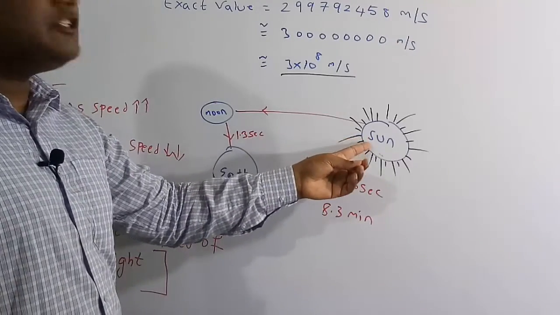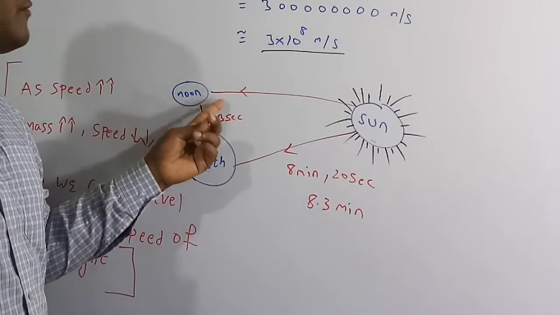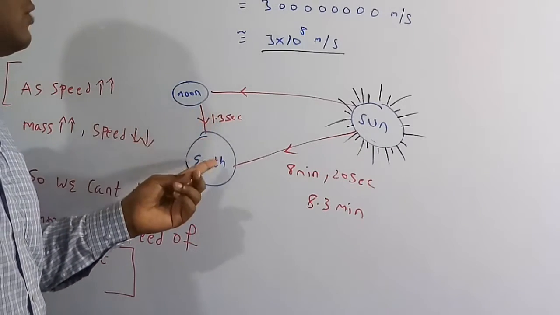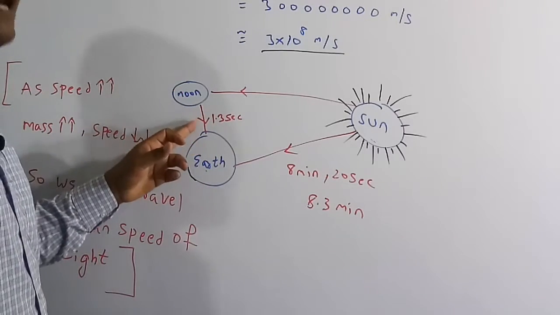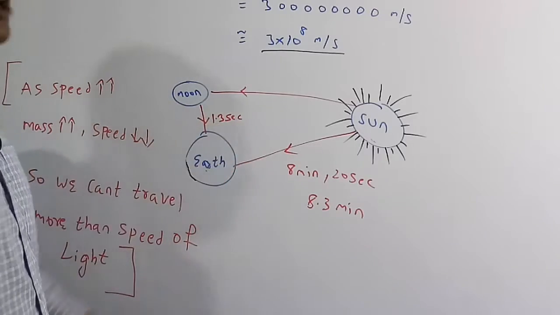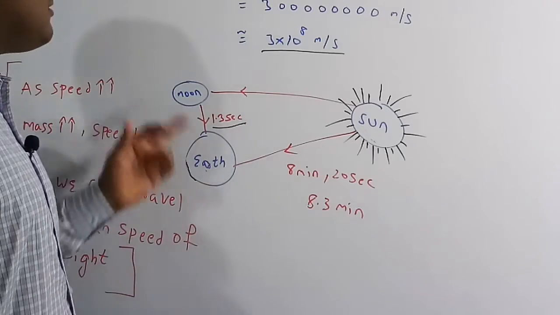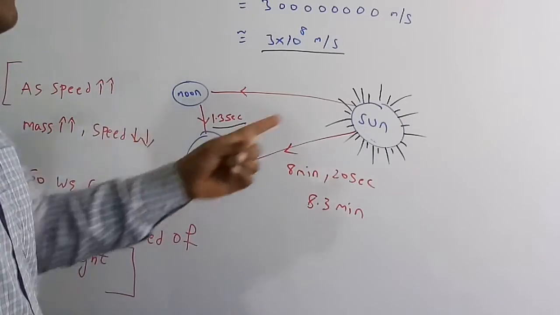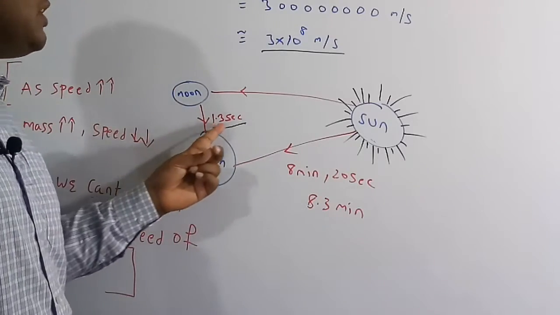Here the sun emits its light. After it goes up to the moon, some amount of the light reflects back to the earth. The time taken by the light to travel from the moon to the earth is 1.3 seconds. So from the sun to the earth it is 8.3 minutes, and from the moon to the earth it is 1.3 seconds.